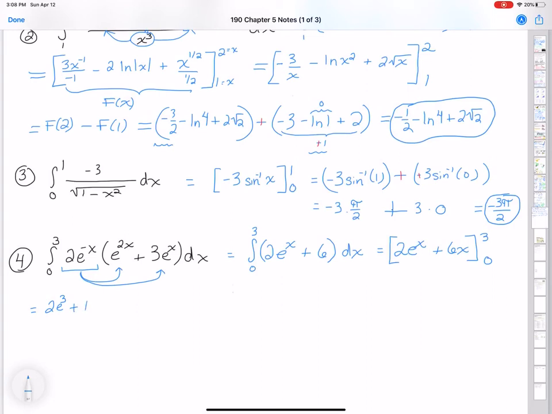plus our 6 times 3 would be 18, so it's that upper limit quantity minus subbing in the lower limit quantity. Well, 2e to the 0 is just a factor of 1 there. And then, of course, plus 6 times 0, well, that's just going to be 0, so that whole thing is gone. And so what do we really have here? We have 2e to the third plus 18 minus, and then that second set of parentheses was just minus 2. And so our final answer here looks like 2e cubed plus 16 in its exact form.